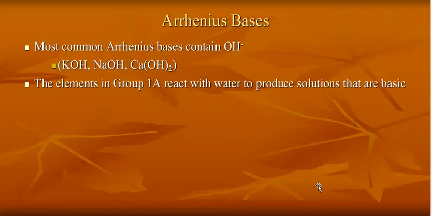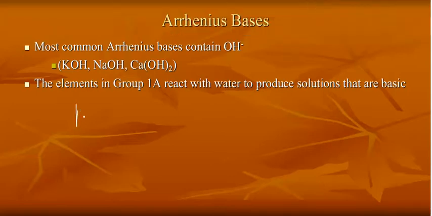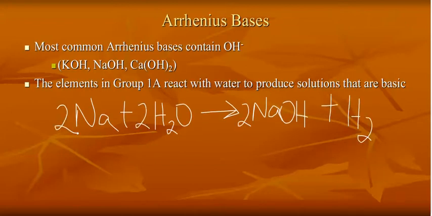The Arrhenius bases contain hydroxide, OH- group, and hydroxides are formed when you react elements in group 1A with water. So for example, if I take sodium and react it with water, I will get a base. I will get NaOH, and I will release hydrogen gas. So that is how we form bases.